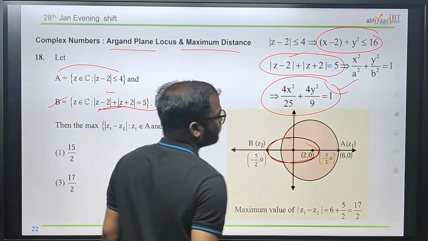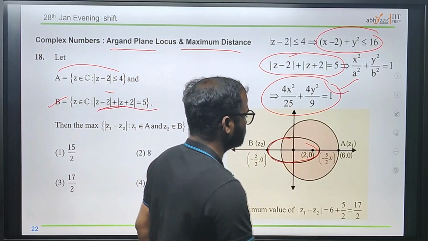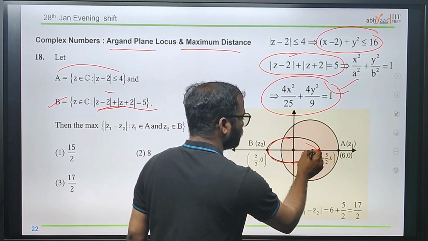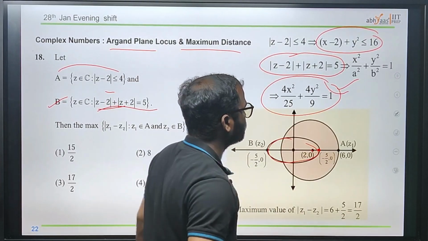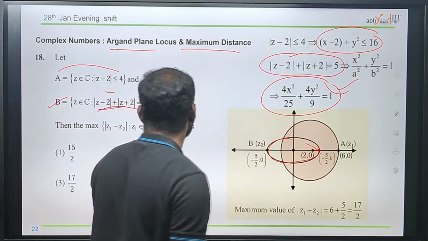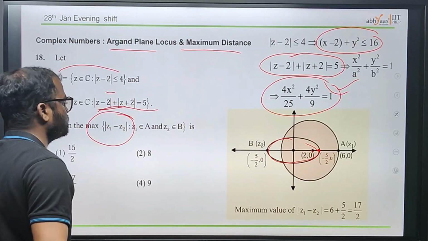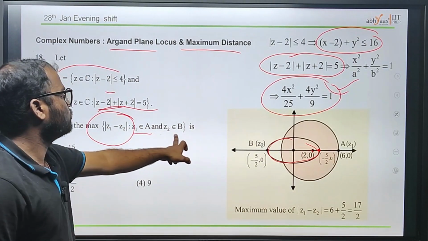Which is minus 5 by 2, this one, the vertex. Next thing, the center will be minus 2 comma 0 for the circle. Now the maximum value of this one will be what? We need to find this one, where z1 belongs to A and z2 belongs to B.